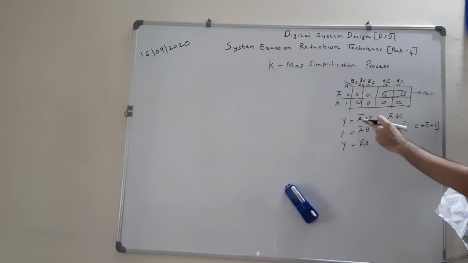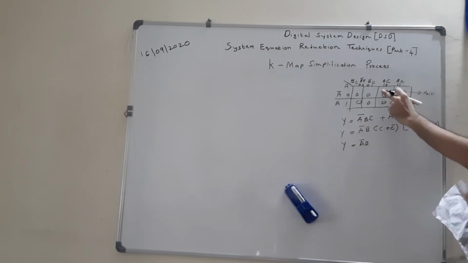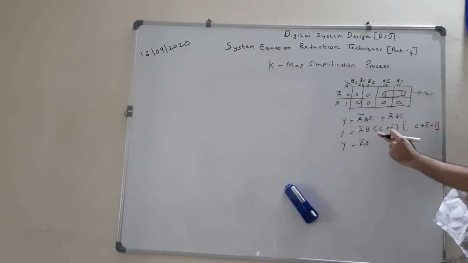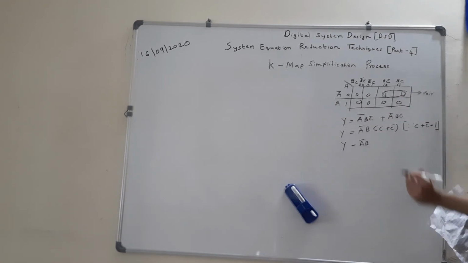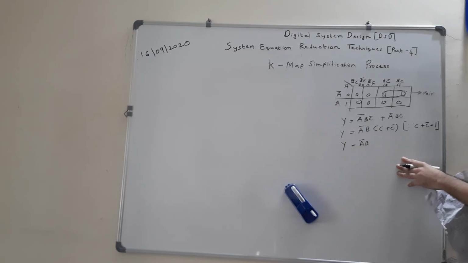So as you can see, when I wrote this expression there were 3 input variables, but when I grouped it in the form of a pair, the variable C got eliminated. So that was what I was trying to explain to you, that when we group the 2 ones in adjacent cells, one variable is eliminated.